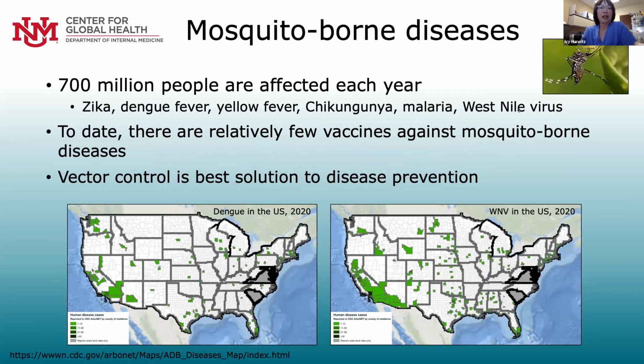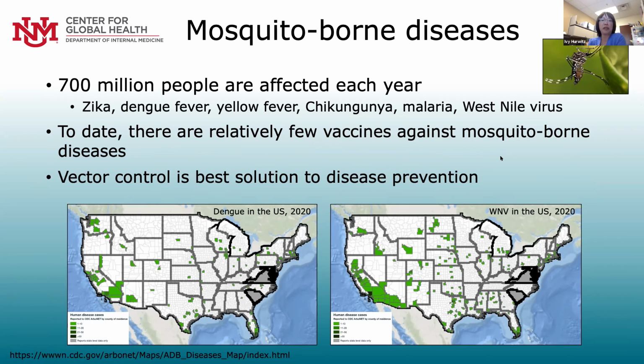Okay, there we go. So mosquito-borne diseases affect over 700 million people annually, resulting in over 1 million deaths. The Aedes mosquito, or the tiger mosquito shown here, is the primary vector for viruses that cause Zika, dengue fever, yellow fever, and chikungunya. Malaria and West Nile are diseases transmitted by other mosquito species.